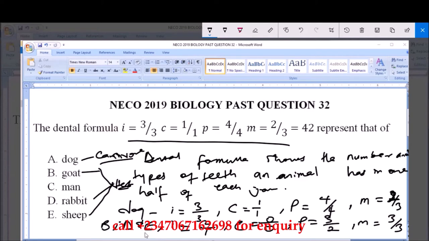Then option C, which is man, is giving us I, which is the incisor, 2 over 2.